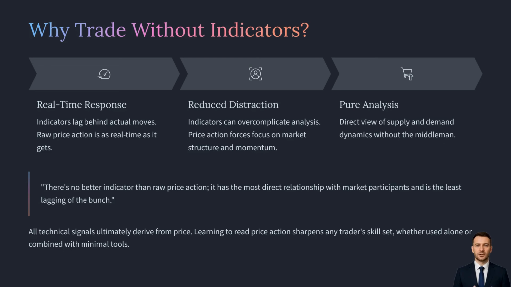Trading without traditional technical indicators, like moving averages, oscillators, etc., has several advantages. First, indicators are all derived from price, so they tend to lag behind actual market moves. In contrast, raw price action is as real-time as it gets, allowing you to react quicker to changes. Many traders also find that indicators can overcomplicate or even distract from what's important, the price. As veteran price action traders often say, there's no better indicator than raw price action. It has the most direct relationship with market participants and is the least lagging of the bunch.